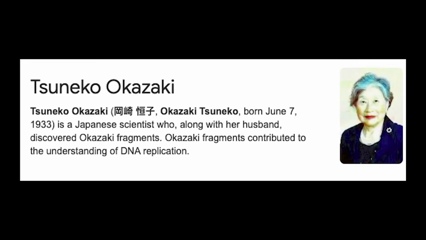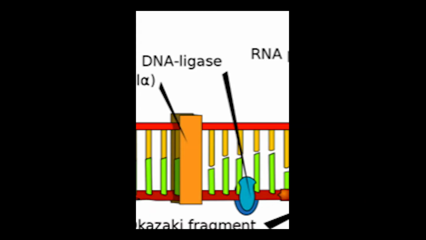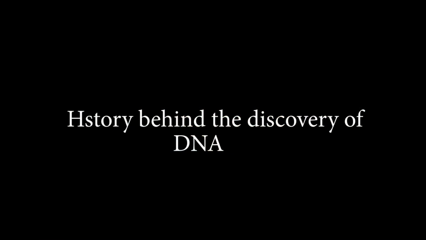Number 5, Okazaki fragments. It is named after a Japanese person. They are the building blocks for DNA synthesis of the lagging strand. Number 6, DNA ligase. They are an enzyme that links the two strands of DNA together by forming a bond between the phosphate group and the deoxyribose group on the other.